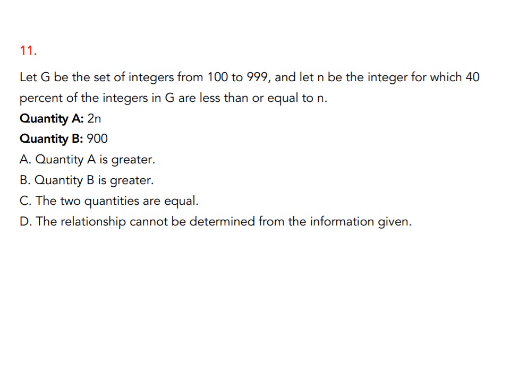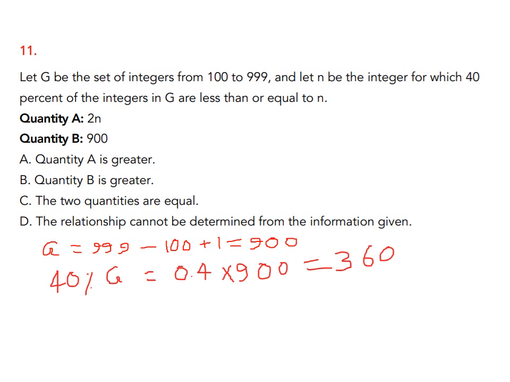So G is the set of integers from 100 to 999. So the total number of integers is 900. How can I find it? 999 minus 100 plus 1 equals 900. Now it has said that n is the integer for which 40% of the integers in G are less than or equal to n. So 40% of G is 360.